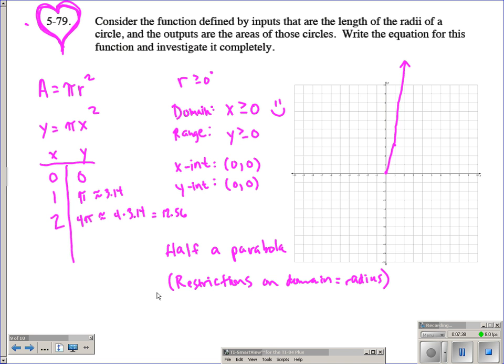All right, so did we answer all the questions here? Write the equation for this function and investigate it completely. So we've got our formula and we turned it into the equation and we investigated it completely. I think we're finished.